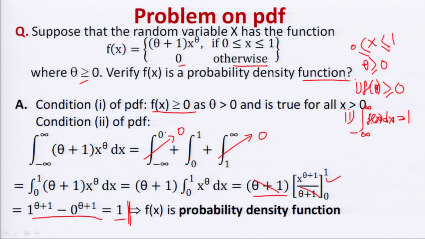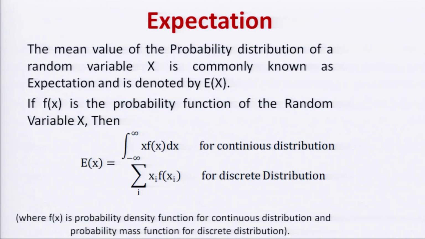So the given function f satisfies both conditions of a probability density function. First condition: f(x) is greater than 0, as is obvious. Second condition: the integral of f(x) equals 1. So this function is treated as a probability density function. Hope you understand these two concepts of probability density function and probability mass function. The probability mass function is used when our variable is a discrete variable, and the probability density function is used when our variable is a continuous variable.